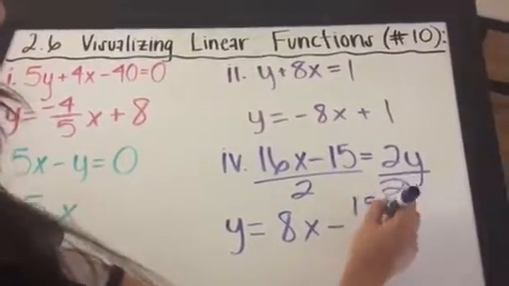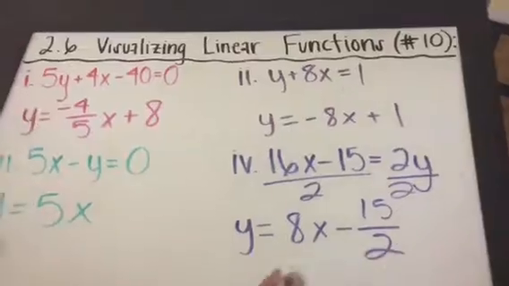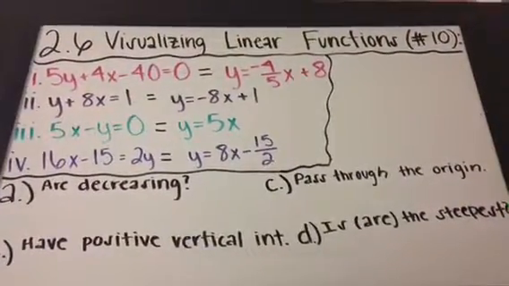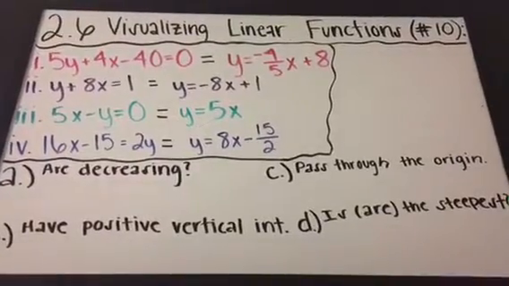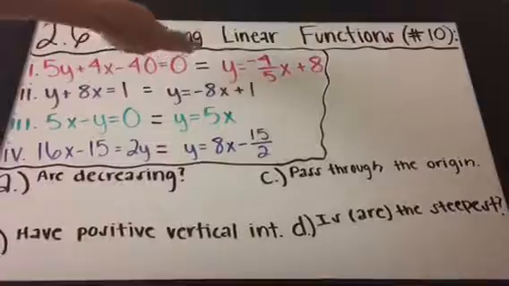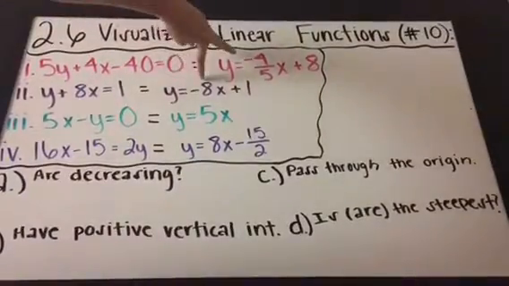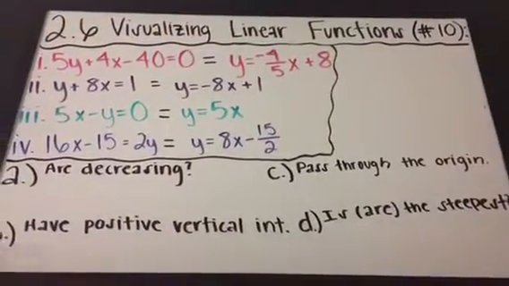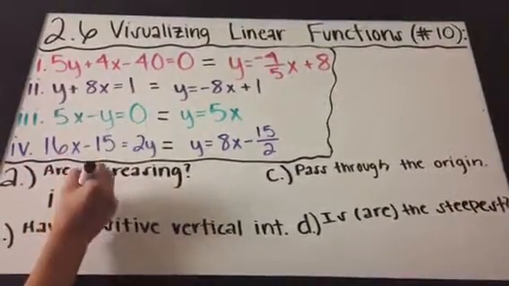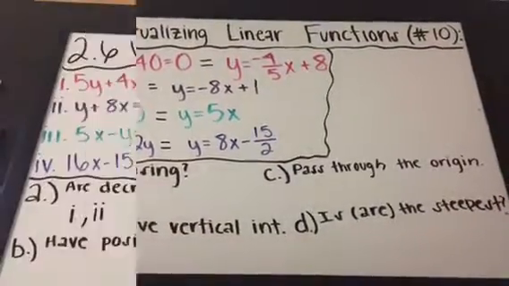minus 15 over 2. Okay, so now that we found our equations and got y by itself, we're going to answer the questions. Our first question is, which ones are decreasing? For decreasing, we're going to look at our slopes and see that only the first 2 have negative slopes. So number 1 and number 2 are decreasing.